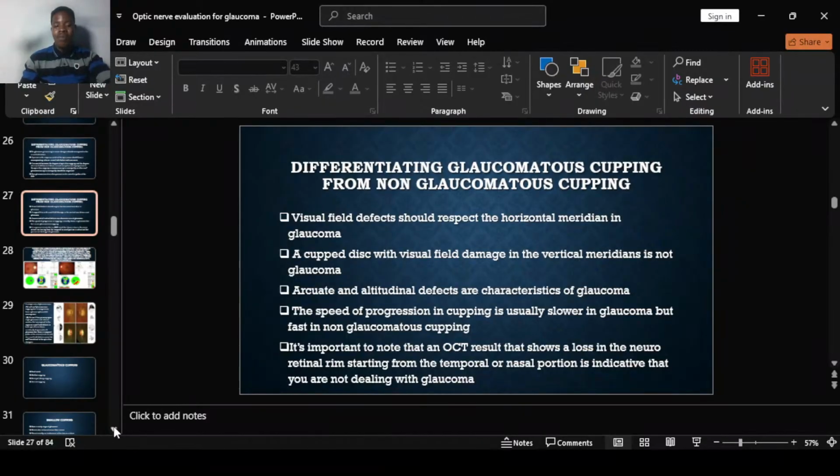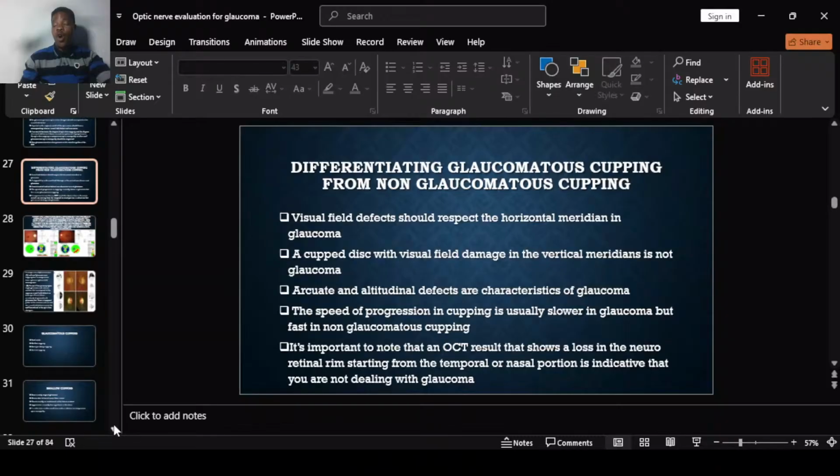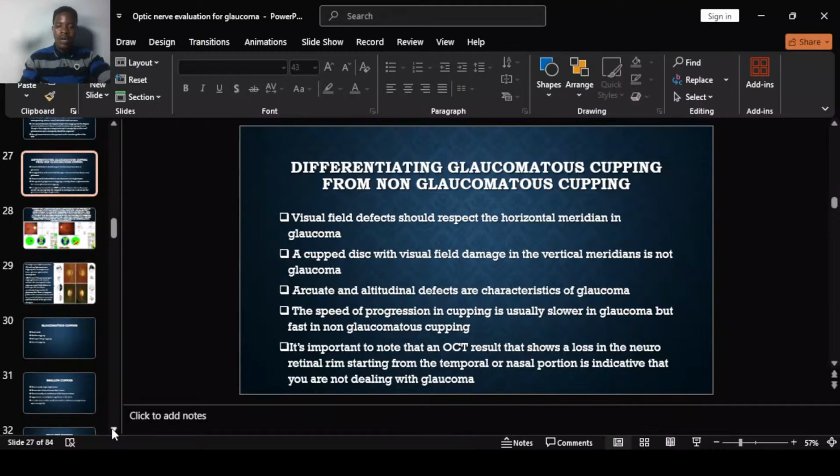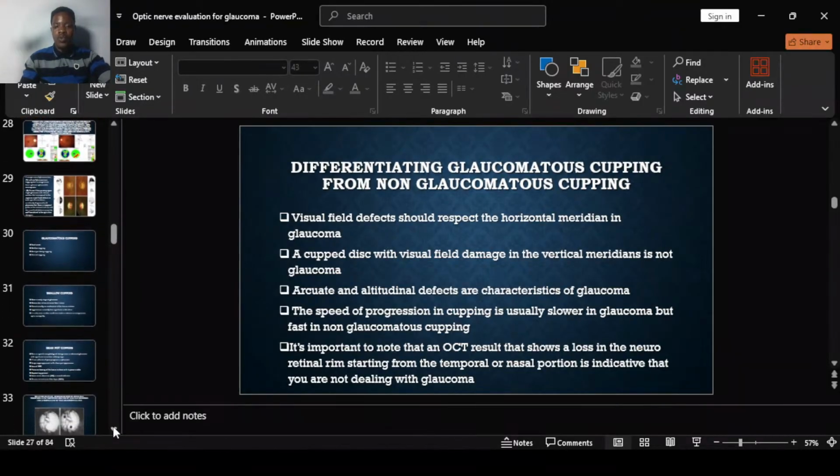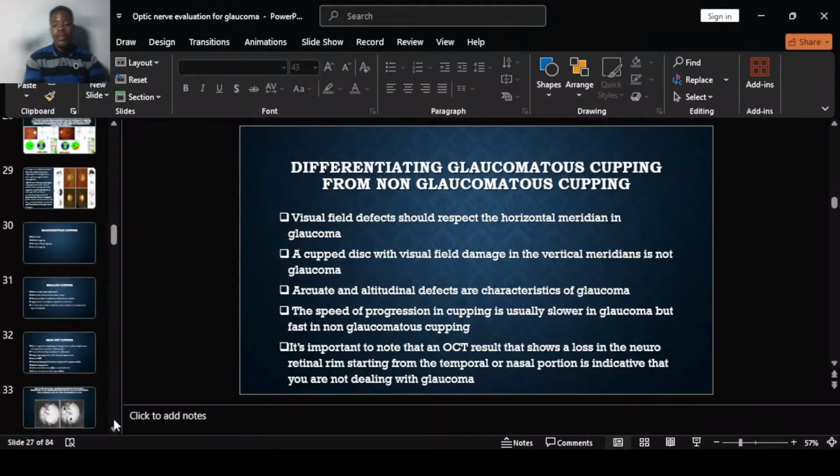Also, a cup disc with visual field damage in the vertical meridian is not glaucoma. It is never glaucoma. So every time we see a cup disc with visual changes in the vertical meridian with your CVF, it is not glaucoma. It is something else, an optic neuropathy, whatever it is, but it is not glaucoma. Also, arcuate and altitudinal defects are characteristics of glaucoma. Yes, this is true.